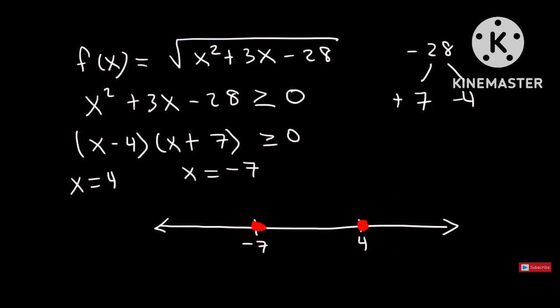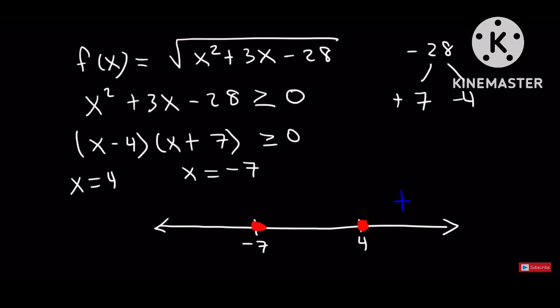If we pick a number that's greater than 4, like 5, and if we plug it into this expression, will it be positive or negative? Well, if we plug in 5, 5 minus 4 is a positive number, and 5 plus 7 is a positive number. When you multiply two positive numbers together, you're going to get a positive result.